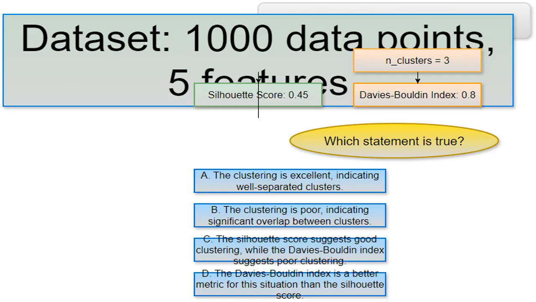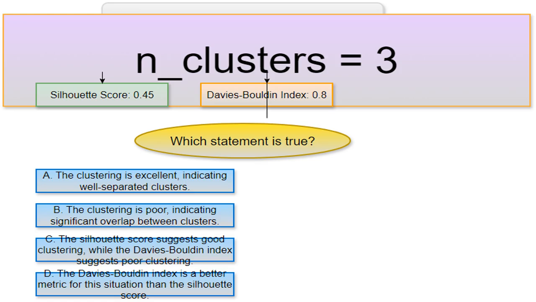I'm working with a dataset containing 1,000 data points, each described by 5 different characteristics or features. Think of it like describing 1,000 people based on their height, weight, age, shoe size, and income. I've decided to group these 1,000 data points into 3 separate clusters using the K-means clustering algorithm. The algorithm will automatically group similar data points together.